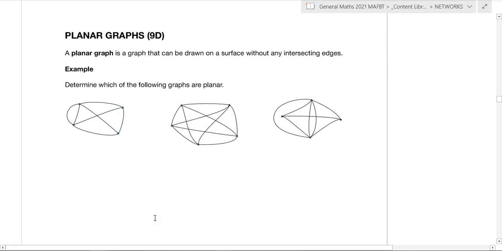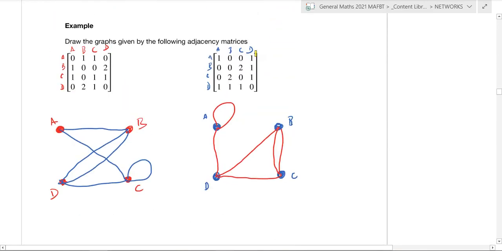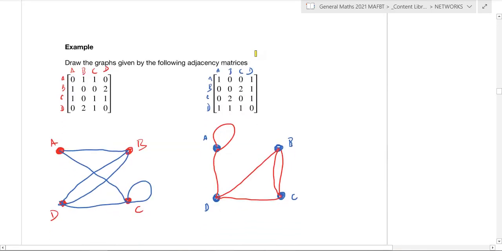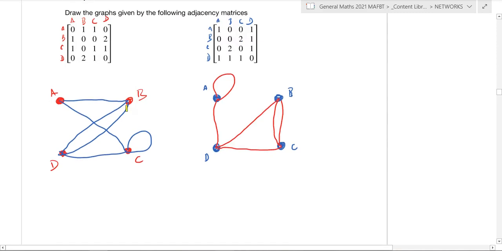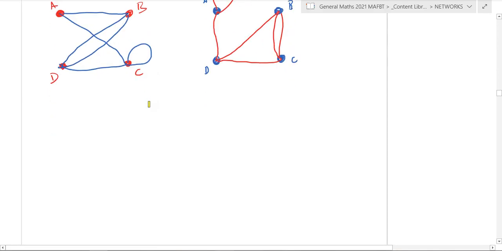Alright, chapter 9D, we're looking at what we call planar graphs. A planar graph is a graph that can be drawn on a surface without any intersecting edges. So the key thing to look for is without any intersecting edges. Some graphs are considered planar, like this graph, and some graphs aren't, like this graph. So the criteria for a graph to be planar is none of the edges are allowed to cross one another. That is a planar graph.